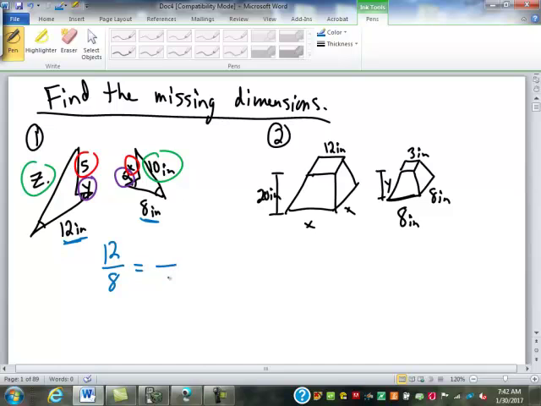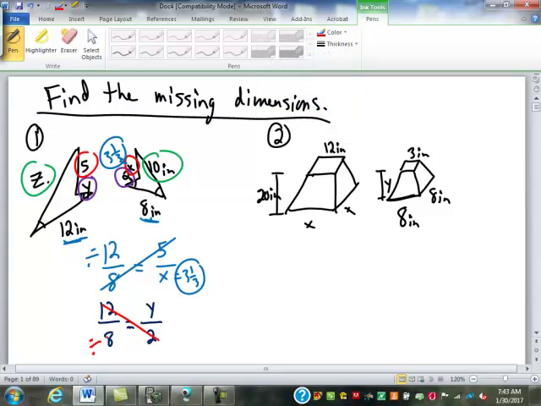If I want to find x, where's x going to go, top or bottom? Bottom, because it's from the same figure as the 8. What goes above it? The 5. We cross multiply and divide, we get 3 and 1/3 equals x. Keep going for y. Where's y going to go? On top. What goes below the y? 2. We cross multiply and divide. Y equals 3.